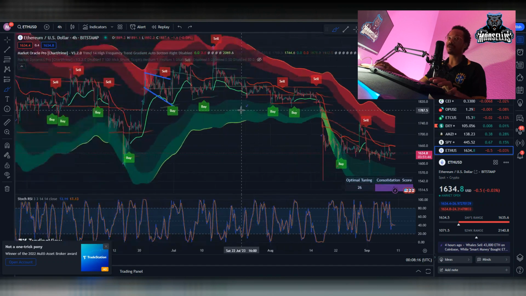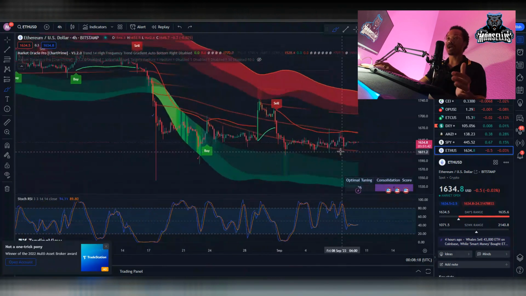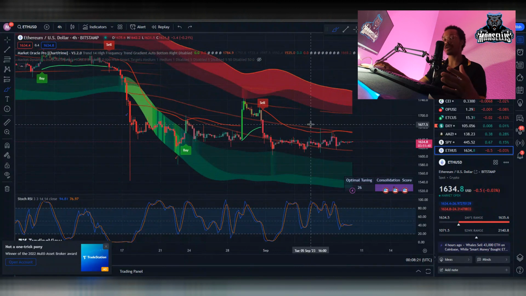And let me know what you all think about this. Do you think that Ethereum is going to have a temporary increase inside the market, or do you think that it's going to continue to decrease as it has been recently?